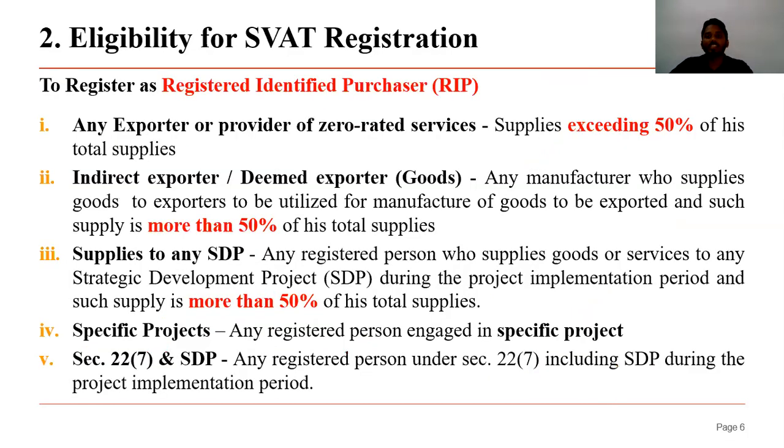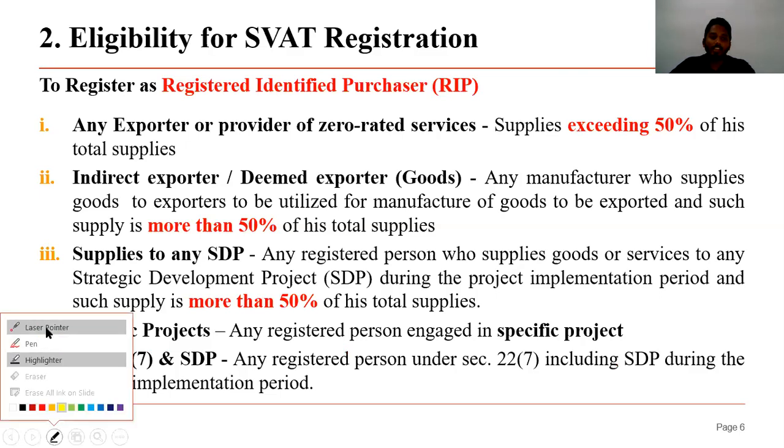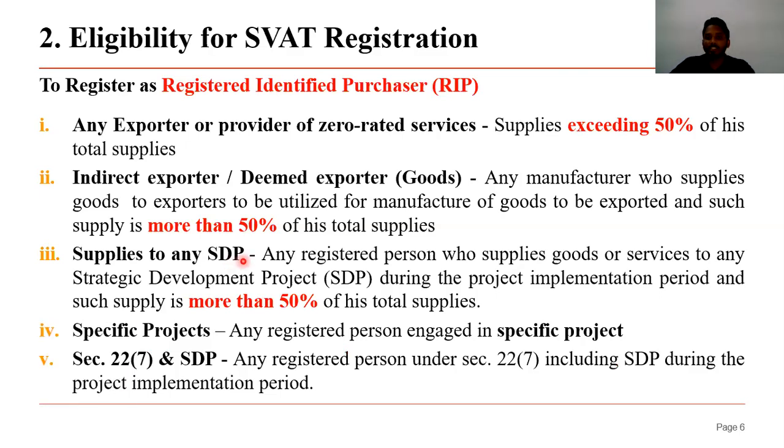Who can register as a RIP? Because as you know, if anyone gets into a refund situation under this VAT scheme, they are now eligible to register under the SVAT scheme, because only then can they avoid the refund situation. So they introduced the SVAT scheme, mainly for any exporter or provider of zero-rated services, mainly goods and services exporters.